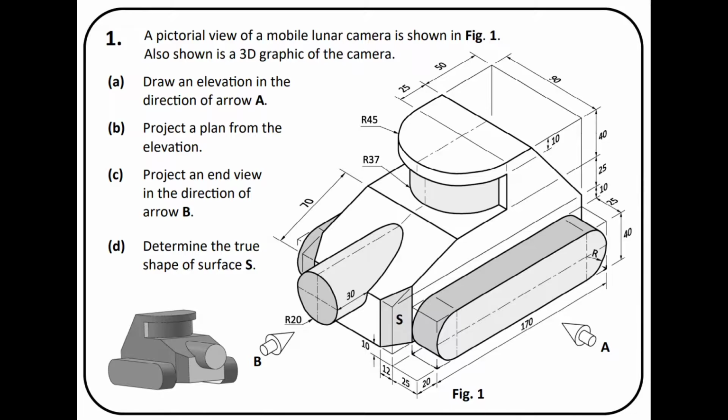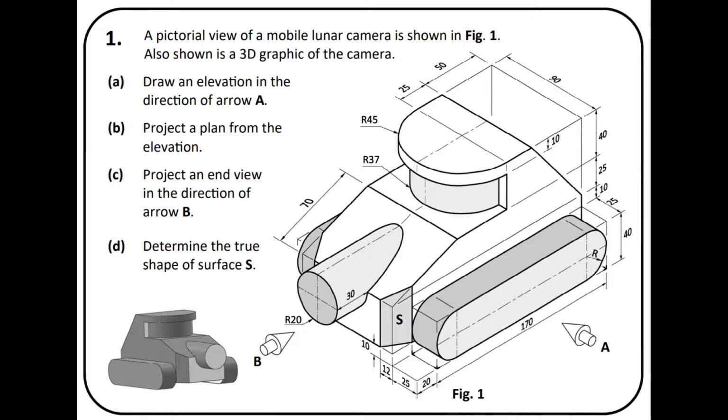Part A is to draw an elevation in the direction of arrow A. Part B is to project a plan from the elevation. Part C, project an end view in the direction of arrow B. And part D, to determine the true shape of surface S.